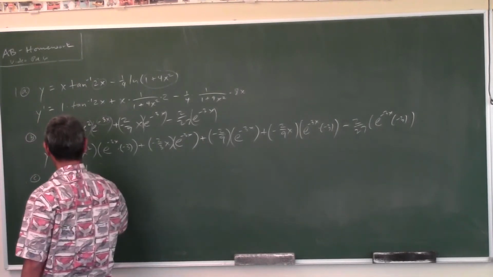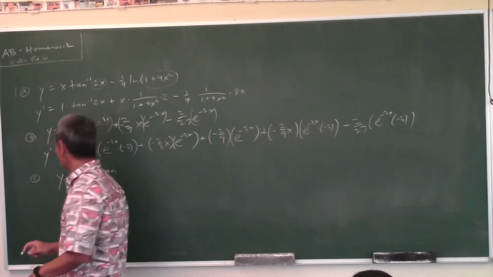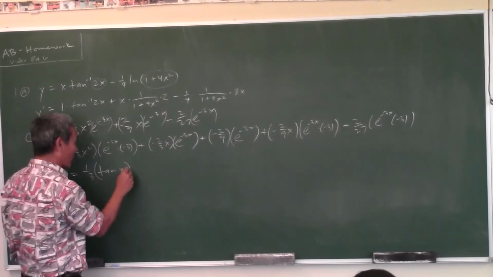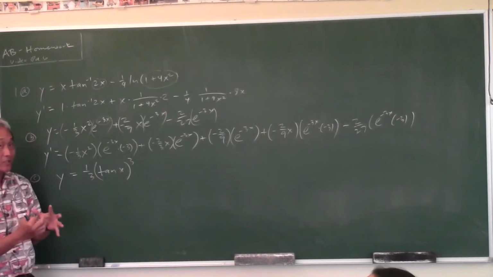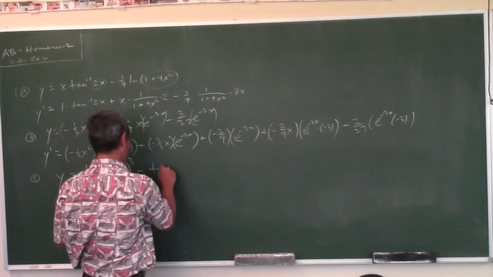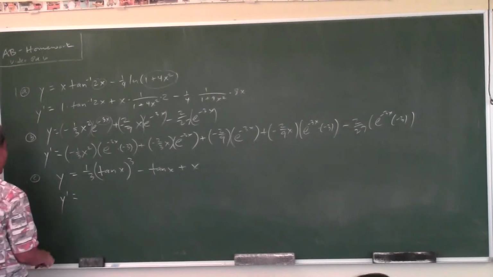Okay, 1/3, and see, there's a couple people coming in for help, but you guys are not doing what I told you. When you have a trig function to a power, write it like this, so you know that you have box cubed. Minus tan x plus x. Okay, derivative.